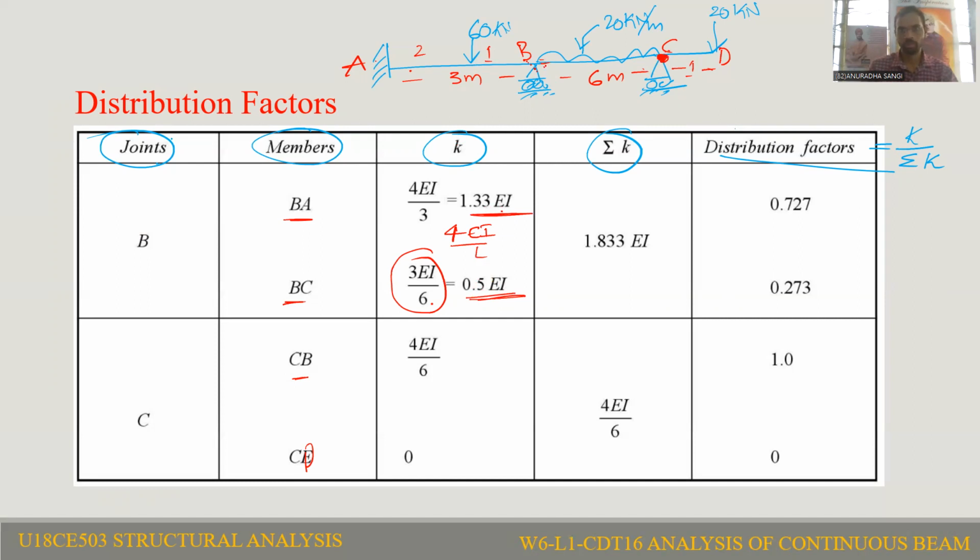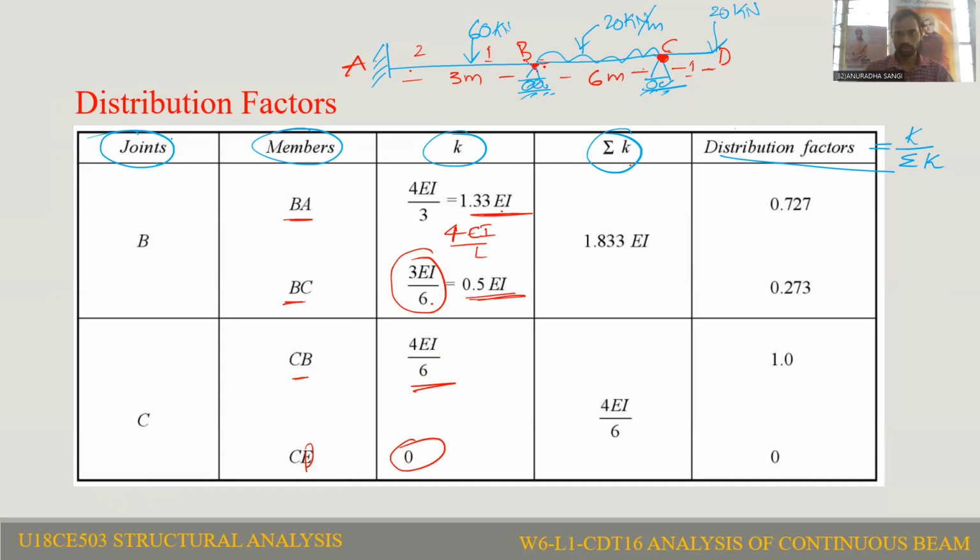Coming to joint C, at joint C, CB as well as CD members are there. For the CD member, it is not a far end, it is an intermediate support. So it is also considered to be a fixed support. Then the formula we can use for the calculation of stiffness is 4EI by L. For CD, that is a free end, the stiffness will be 0. For this free end, the stiffness will be 0. That means it will not resist any movement. So the stiffness of the CD member is 0.